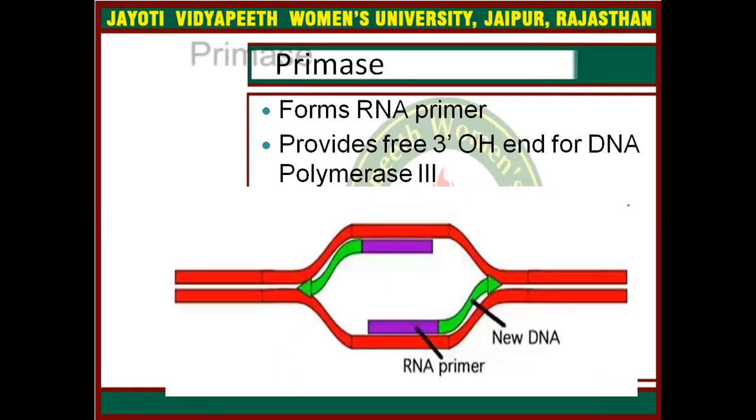It forms the RNA primer, which provides a free 3'-OH end for DNA polymerase III, by which DNA polymerase binds a complementary dNTP to the free 3'-OH. This is the RNA primer which has been created by the RNA primase, and it will give a free 3'-OH group, by which a new dNTP will attach, and then it will continue the new strand.